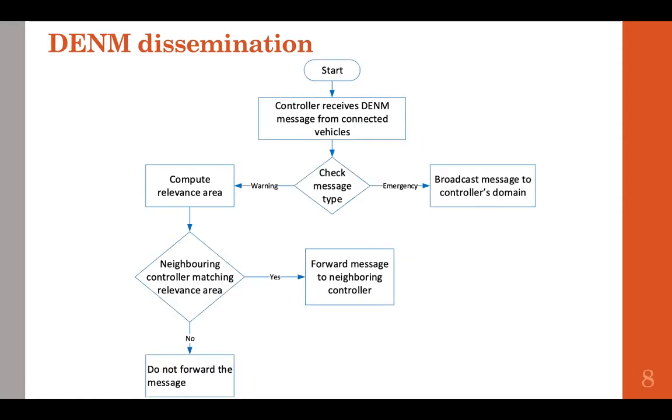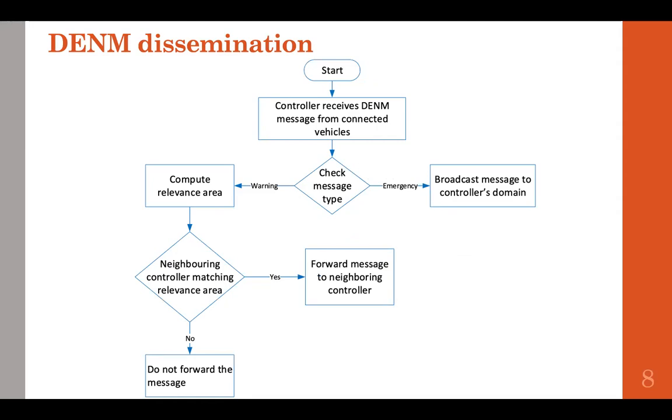For DENMs, once the controller receives a DENM message, it checks the type. If it's an emergency message, then it just broadcasts to its own domain, the range to which the vehicles are connected. What this means is that we are making sure that the latency is reduced and we are not flooding the whole network, but just the domain of that controller itself.